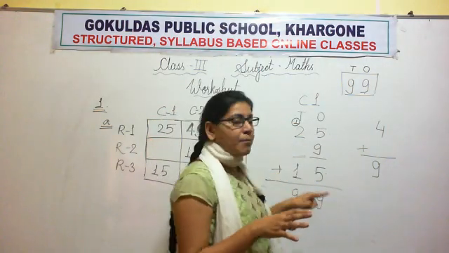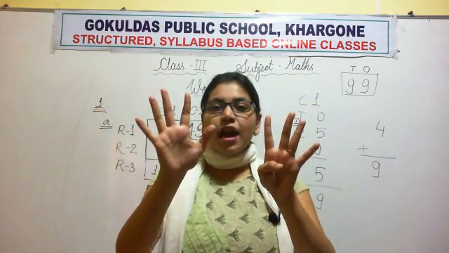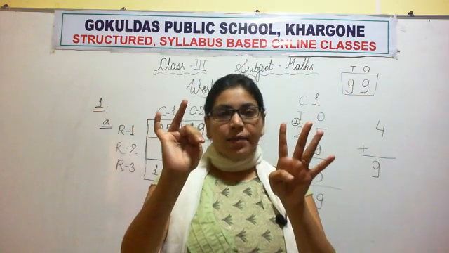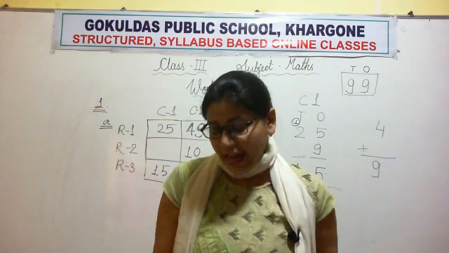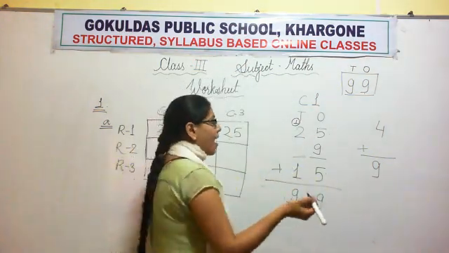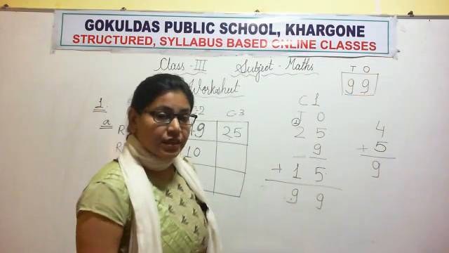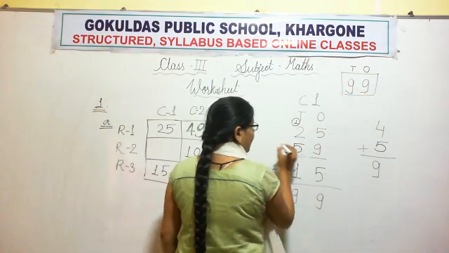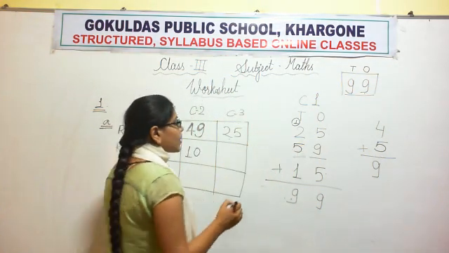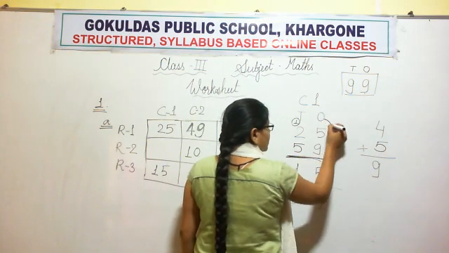sum of these 3 numbers, which is 4. So let's count how many fingers are there now. 1, 2, 3, 4, 5, 6, 7, 8, 9. Yes, we are finding the 9s. So 4 plus 5 is 9. So we will write number 5 here. So our number is 59.